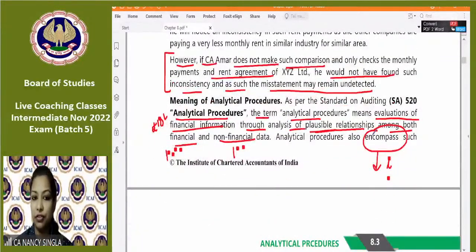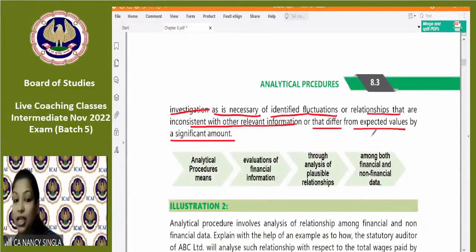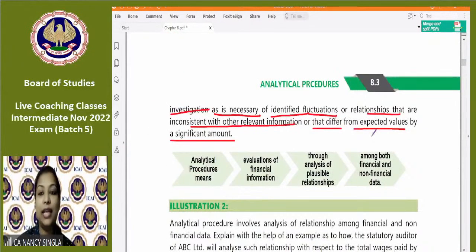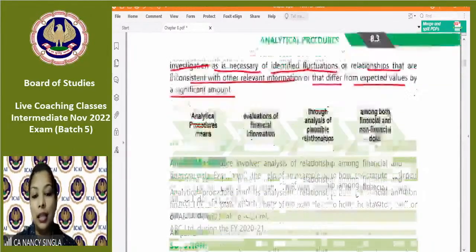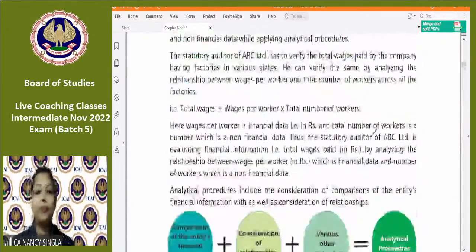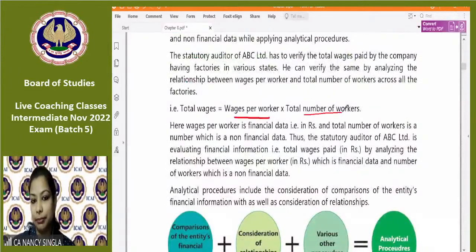What are analytical procedures? Evaluation of financial information through analysis of plausible relationships among both financial and non-financial data. It also encompasses investigation as is necessary of identified fluctuation or relationship that are inconsistent with the relevant information or that differ from expected values by a significant amount. Okay? Then this example, this is about what? That wages per worker example.